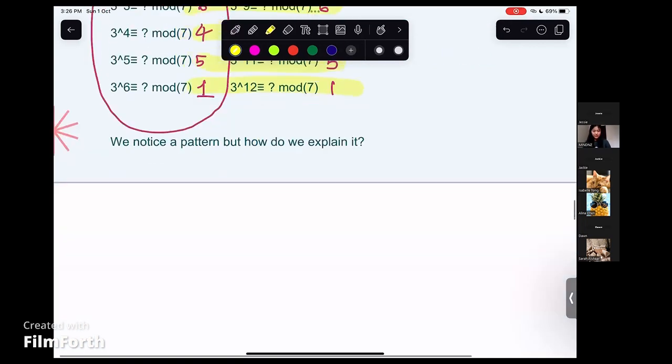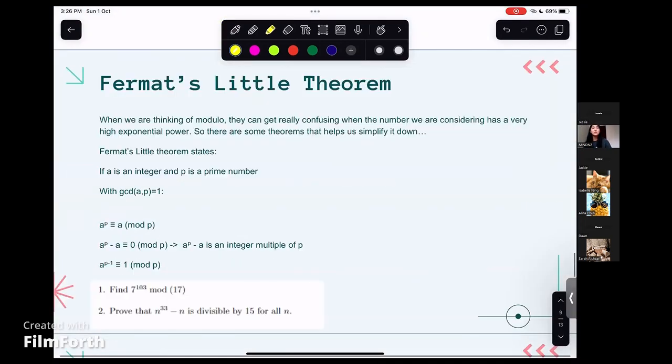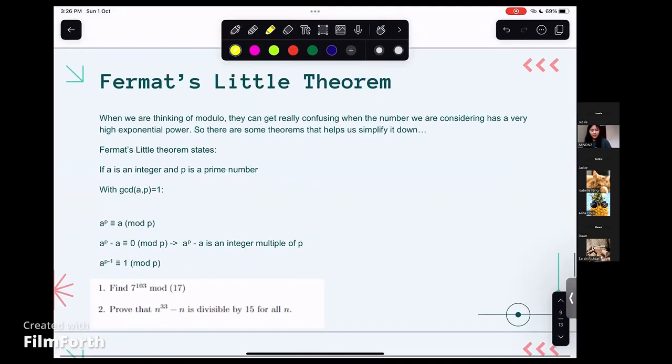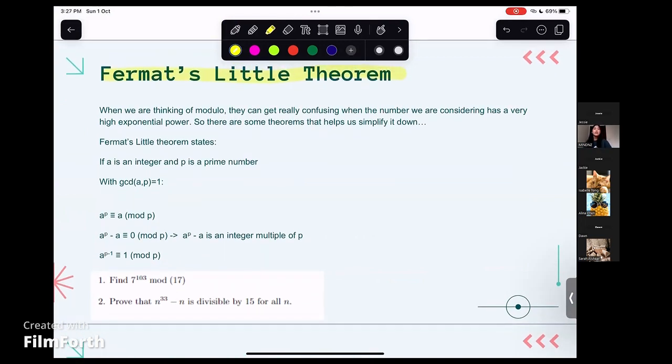Well, we can look at this first theorem, which is very, very useful, and it's called Fermat's little theorem. A lot of the time when you have a number to a really high exponent, you can't just find the number and then divide it, right? Because that's really, really hard.